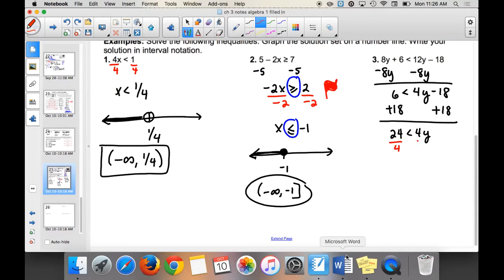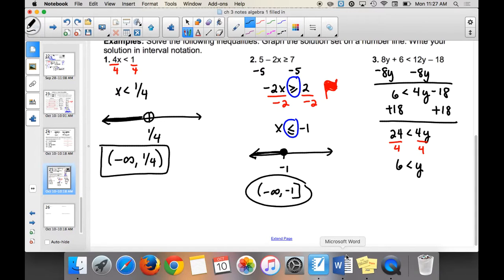And we divide by 4, divide by 4. So we get 6 is less than y. Okay, notice I did not put the y over here and the 6 over here. A lot of times with equations, you can just say y equals 6 and switch their sides. I don't do that with inequalities. But I can at the very end.